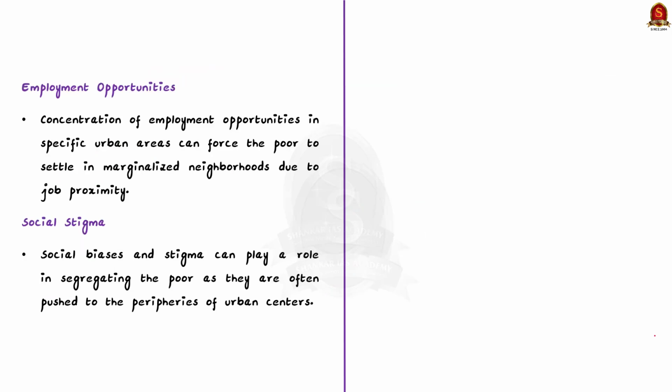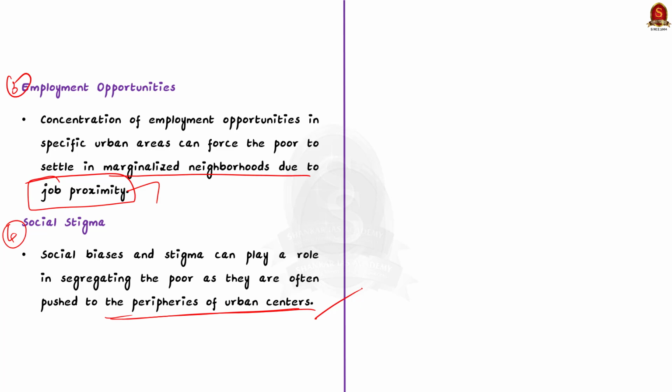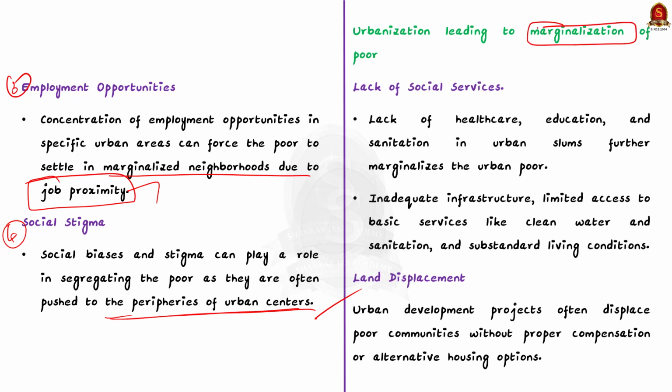Thirdly, employment opportunities. The concentration of employment opportunities in specific urban areas can force the poor to settle in marginalized neighborhoods due to job proximity. Fourthly, social stigma. Social biases and stigma can play a role in segregating the poor as they are often pushed into the peripheries of urban centers. Now moving on to see urbanization leading to marginalization of the poor. Firstly, lack of social services. Inadequate provision of essential services like healthcare, education and sanitation in the urban slums further marginalizes the urban poor. The lack of affordable housing options forces the economically disadvantaged into informal settlements and slums on the fringes of cities.